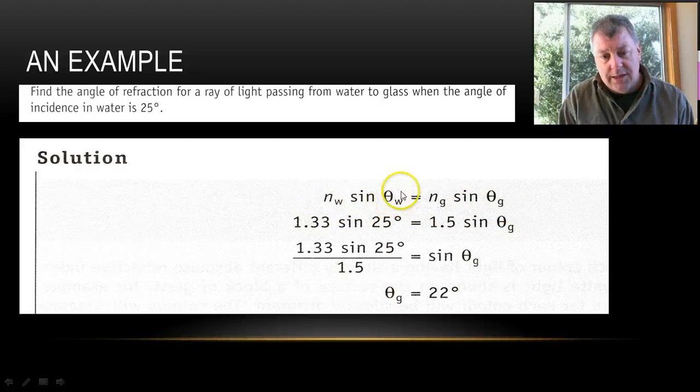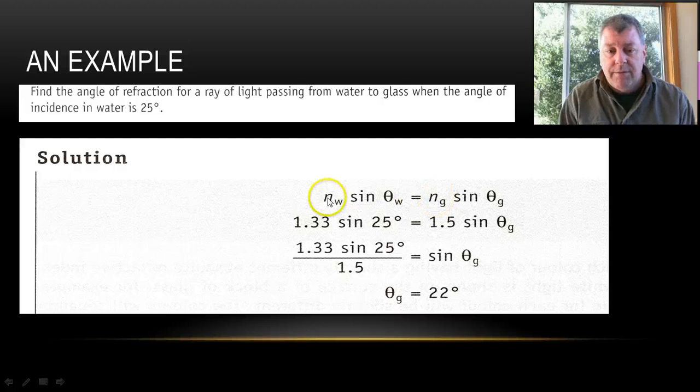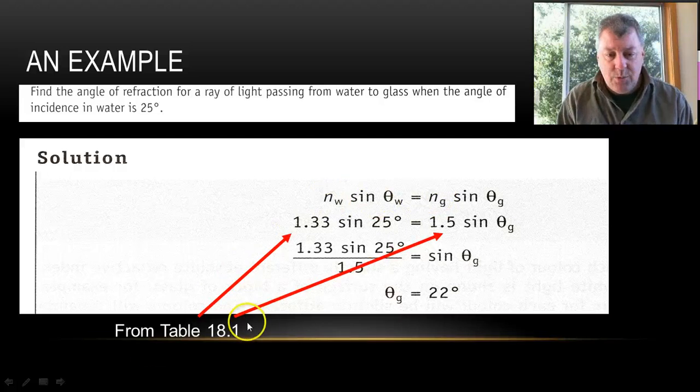This is what it's incident in, this is what it's refracted in, so this is the glass, and they're using 1.33 and 1.5 as the absolute refractive indices of water and glass. Where do they get them from? From a convenient table, but they would normally be given to you in the question.